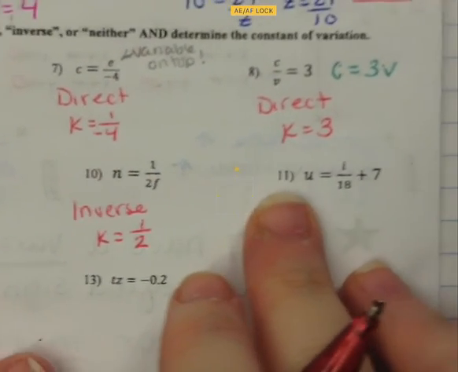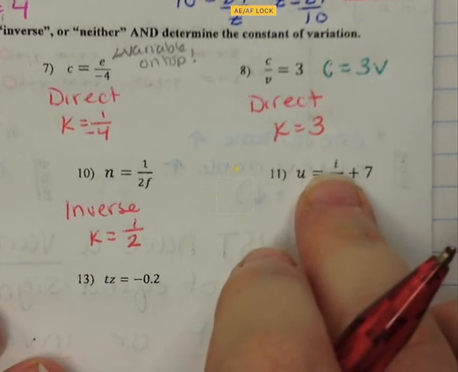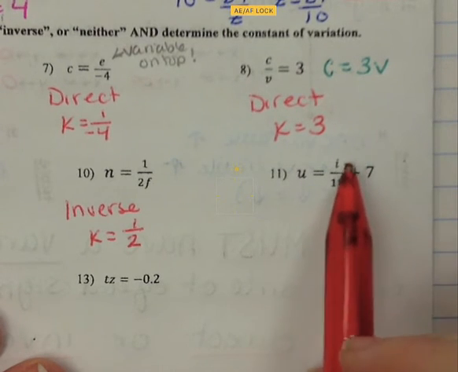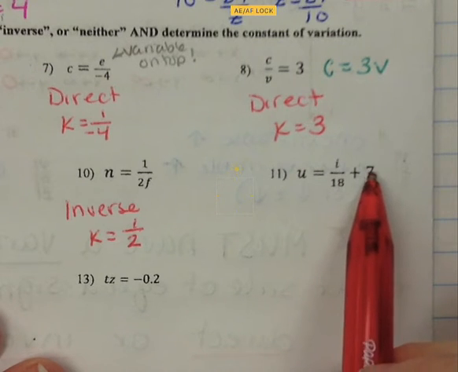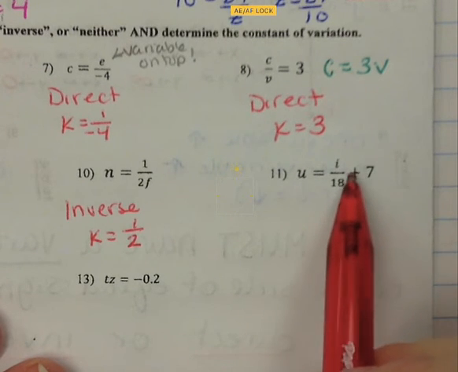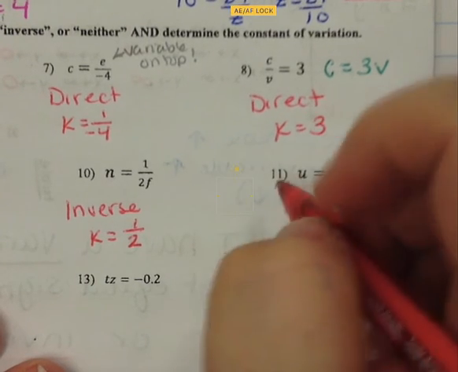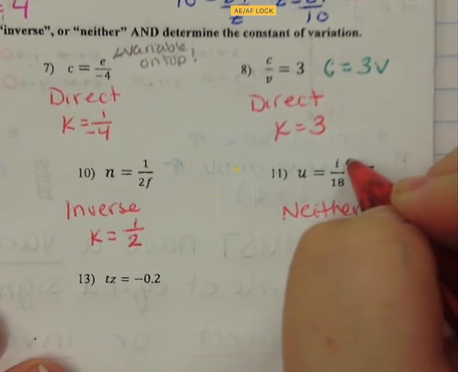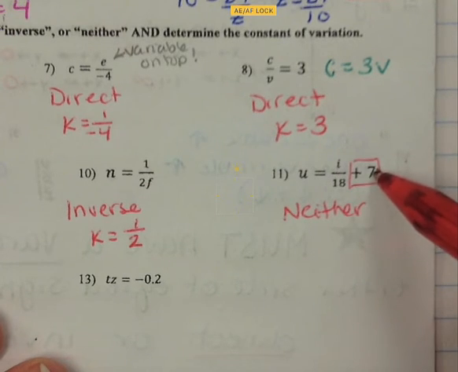On number 11, u is completely alone, so we can look for a direct or inverse. So we have I over 18 plus 7. Because it says plus 7, automatically we can't do anything. You can never have anything added or subtracted. We can't have a meaningful y-intercept, and our y-intercept for direct has to be 0. So this would be a neither. It would be a neither because of this plus 7. Because this would be a direct variation, but it has to go through 0, 0. So that's why this is neither.